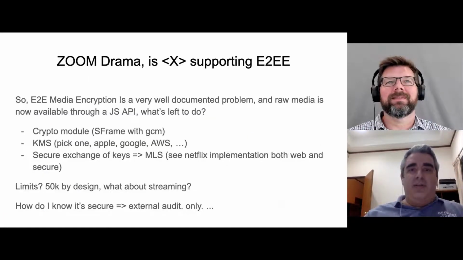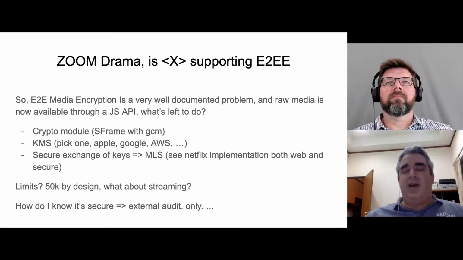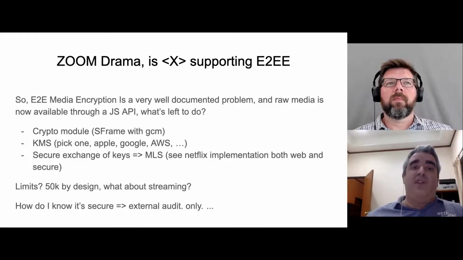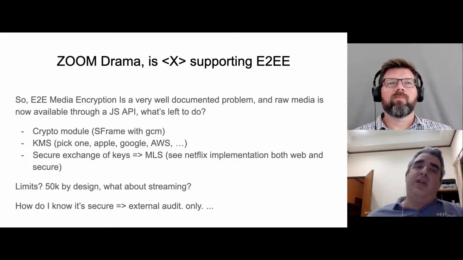So let's go back to the Zoom drama. End-to-end media encryption is very well documented. I gave you a list of references and papers and so on. And raw media, thanks to Google, is now available through a JavaScript API. So what's left to do to support end-to-end encryption in a web app?